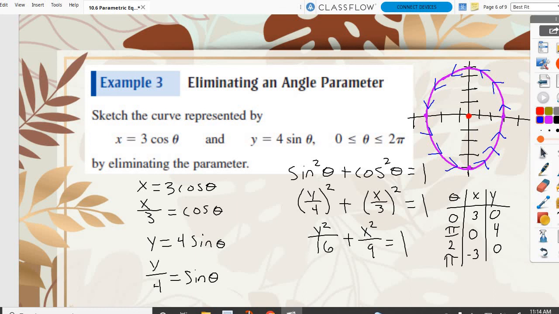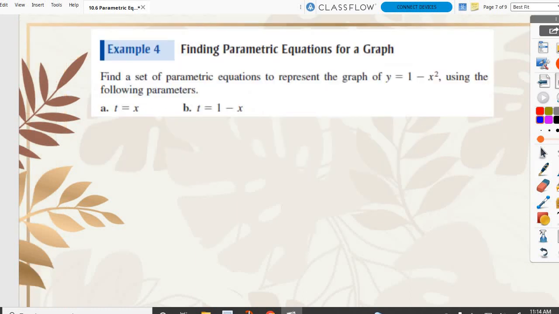We have one last example. On this one, we're working our way backwards now. We're starting with a rectangular equation, y equals 1 minus x squared. And we're going to find a parametric equation, but they give us the parameters that they want us to use. On part A, they tell us that they want t to equal x.